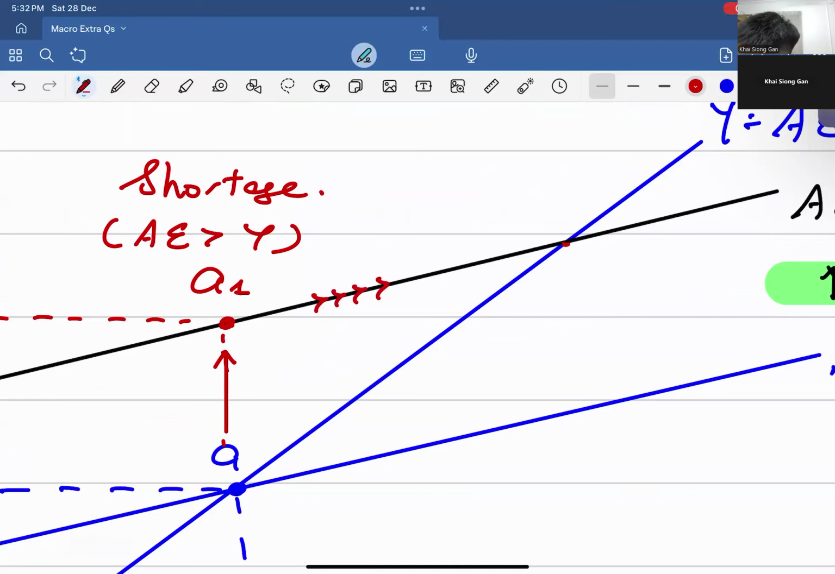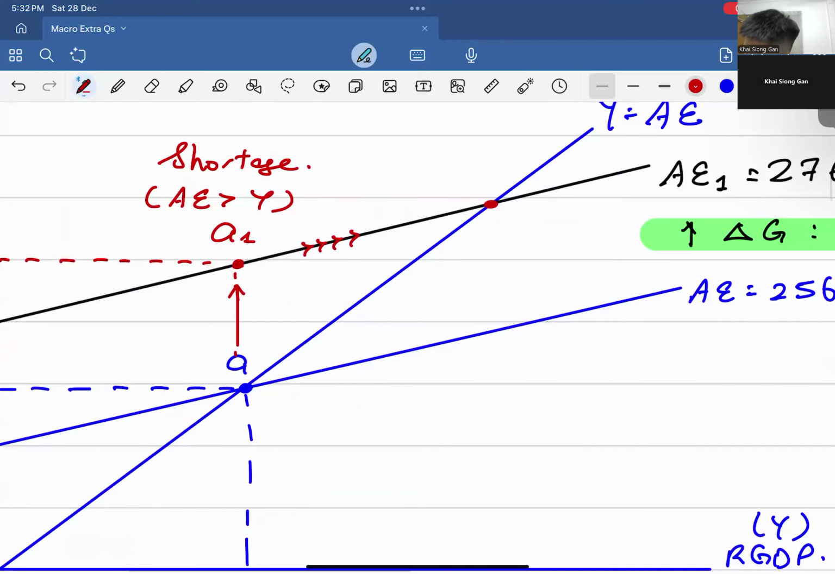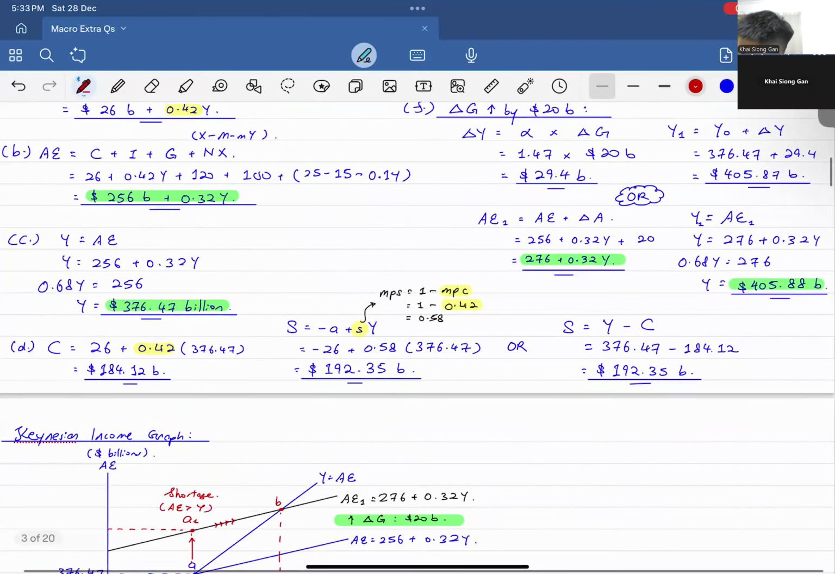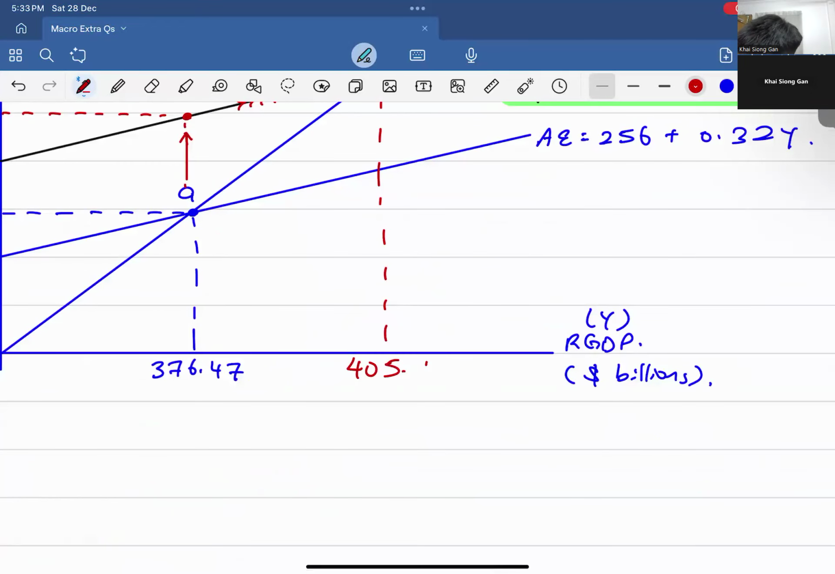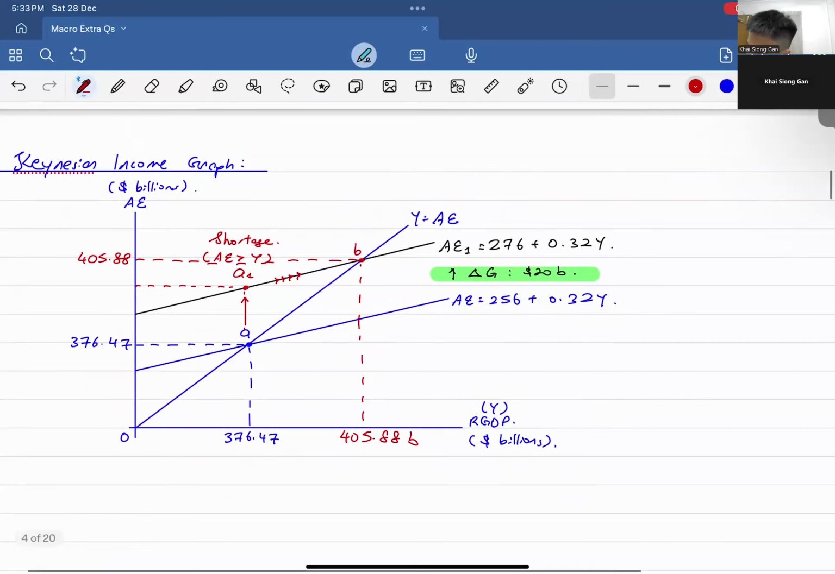So this results in multiplier effects and a higher equilibrium of real GDP, which is point B. At point B, we reach the new equilibrium of real GDP, which is the one we calculated just now, 405.88. The equilibrium real GDP goes from the initial point A to point B, and in between there are multiplier effects, all due to the increase of government spending by 20 billion.